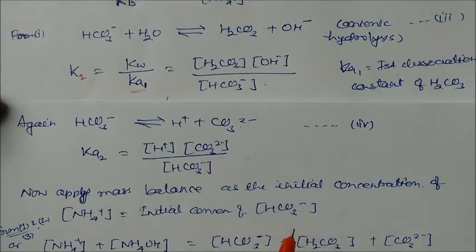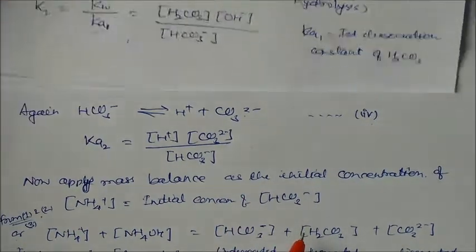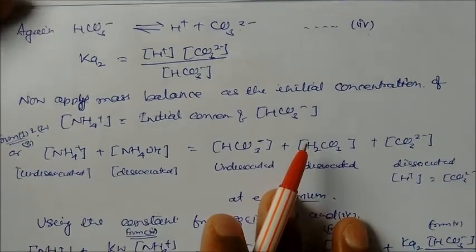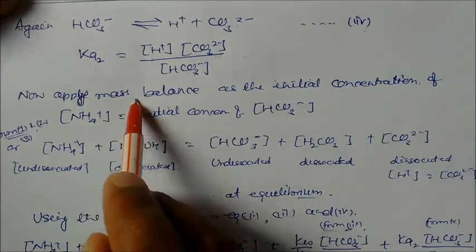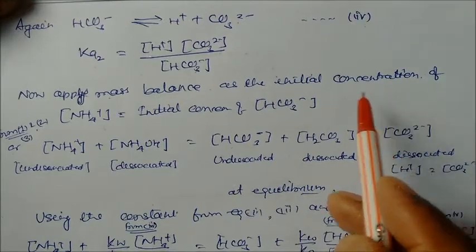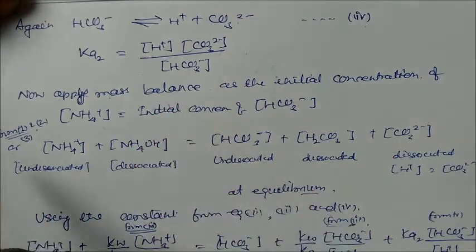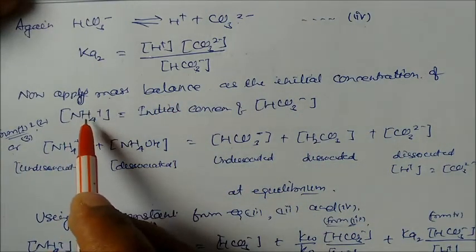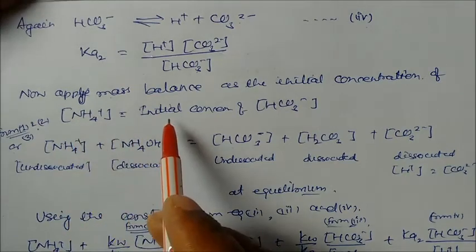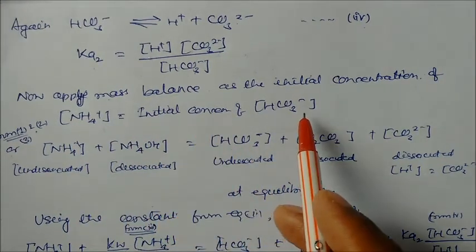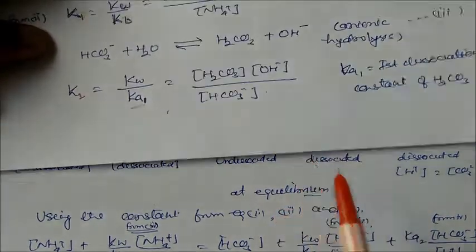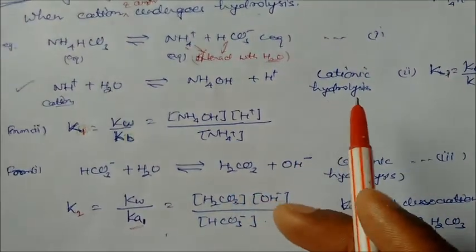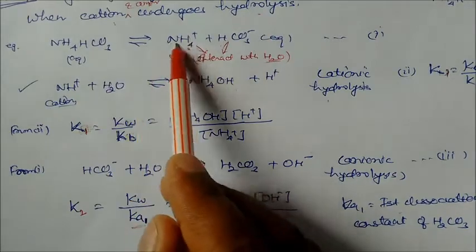Now here we have to keep in mind one more thing. We are applying mass balance on the initial concentration. What is the mass balance? Mass balance means the initial concentration of ammonium is equal to the initial concentration of bicarbonate ion. Let me show you this one. If you remember, ammonium bicarbonate dissociates into ammonium ion and bicarbonate ion.